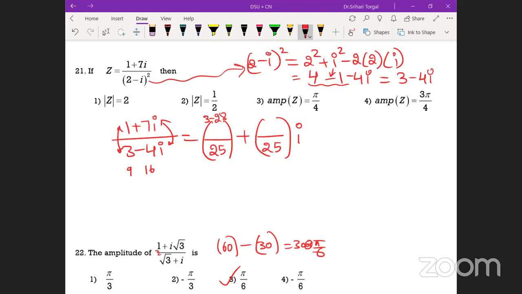Calculate the determinant and change the sign. Minus 4 minus 21 is minus 25, so you have to change the sign, that is 25. Minus 25. Simplify this, you will get minus 1 plus i. What is the modulus amplitude form of this? It's root 2 cis, minus 1 by root 2.